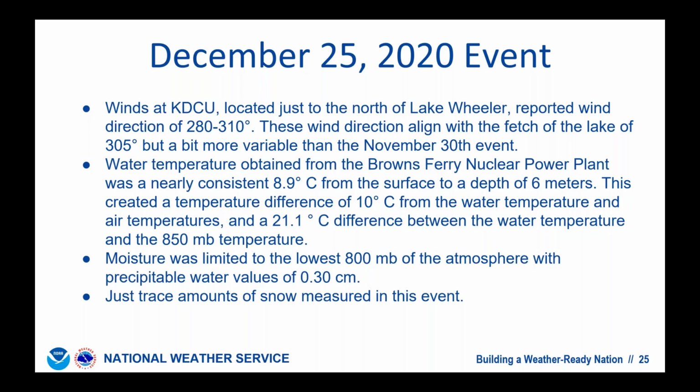Water temperatures obtained from Browns Ferry nuclear plant were nearly consistent again. Not sure, but maybe just the depth of the lake being so shallow leads to the water temperatures not being overly different from the top to the bottom of the lake layer, because it's pretty uniform in both cases. In this case, it was colder, of course, because we're later into the season, so we're down to 8.9 degrees C from the surface down to the bottom of the lake there, where they take measurements down to 6 meters. This created a temperature difference of 10 degrees Celsius between the water temperature and the air temperature, and if you remember, the last case was 15 degrees Celsius.